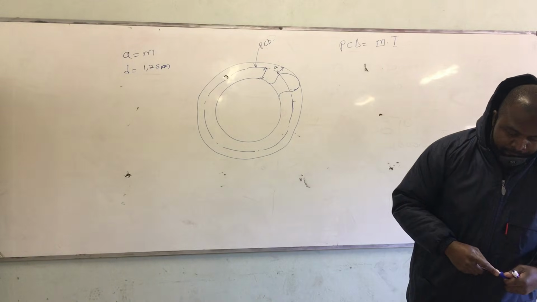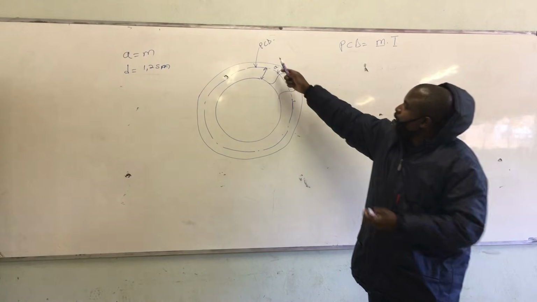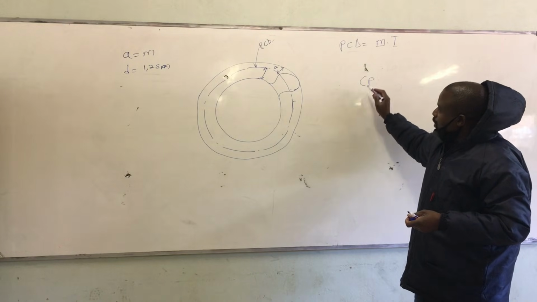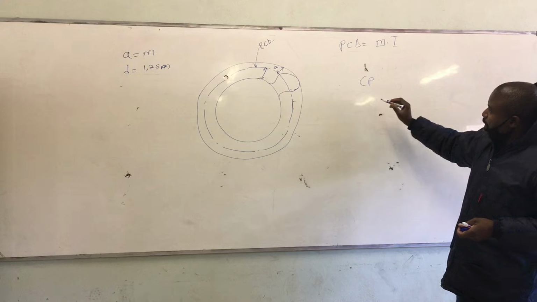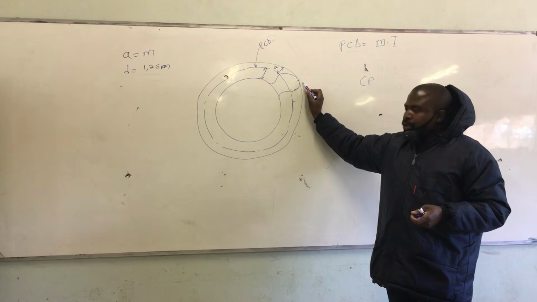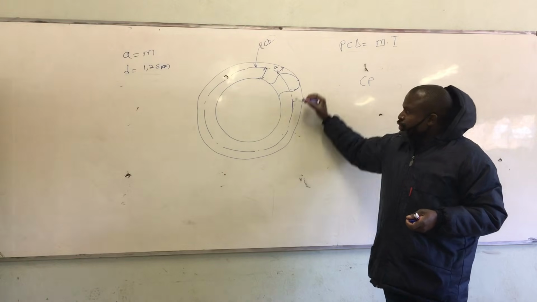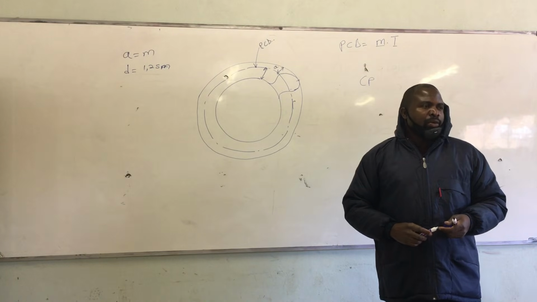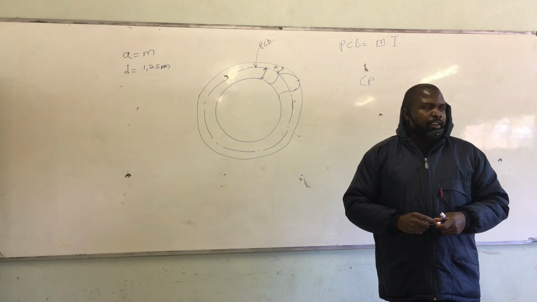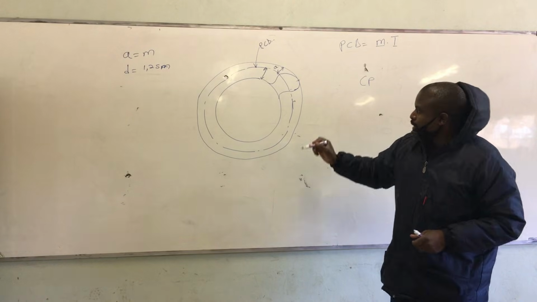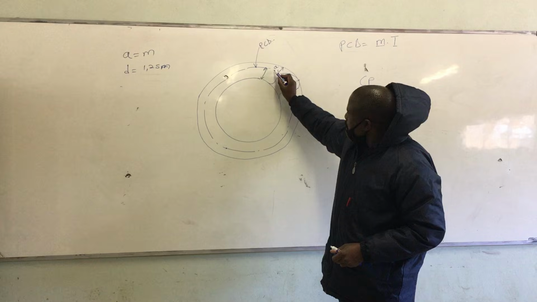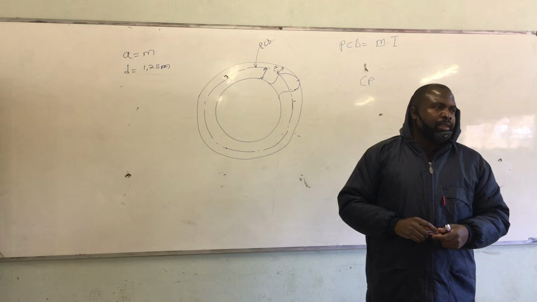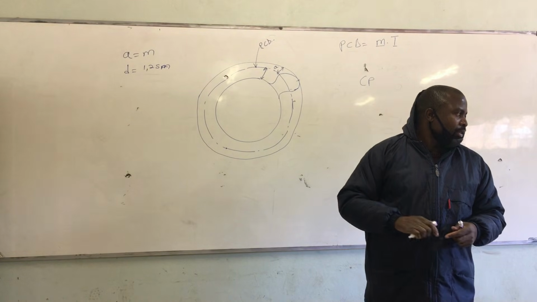We also have something called circular pitch. This one is the pitch circle diameter. Circular pitch is the distance between the center of the teeth to the next center of the teeth, or from the edge of the teeth across to the other edge of the teeth. We have PCD, pitch circle diameter, which is the diameter from there across the center to there. Then we also have a circular pitch, which is the distance between the teeth.